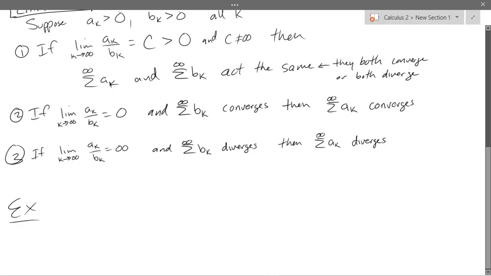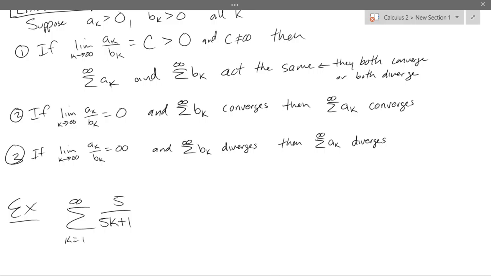So first up, let's redo a problem we just did, except I'm going to go with a plus instead of a minus. So we'll go summation k equals 1 to infinity of 5 over 5k plus 1. I want to know, does this converge or diverge?